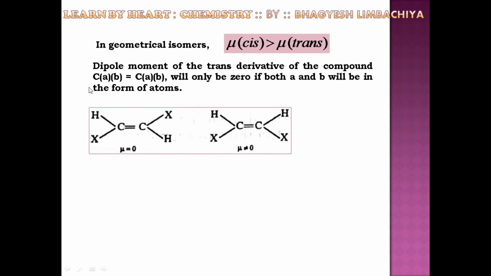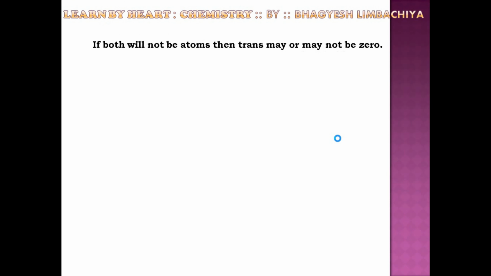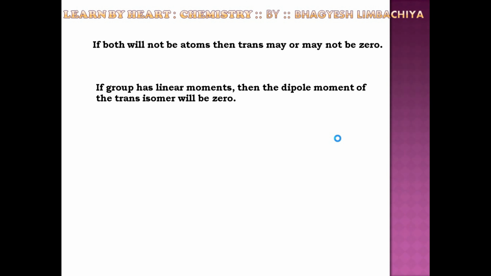See the example. Here hydrogen atoms and halogen atoms are in a trans form, so mu is 0, but in cis form it is not 0. Here X is either Cl or Br or I or F. If both are not the same atoms, then trans may or may not be 0. Means 0 भी हो भी सकता है और नहीं भी हो सकता है.